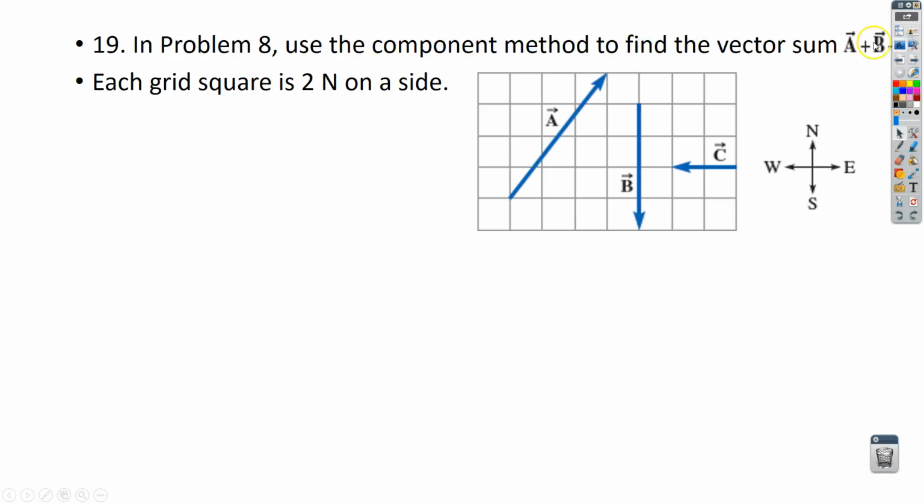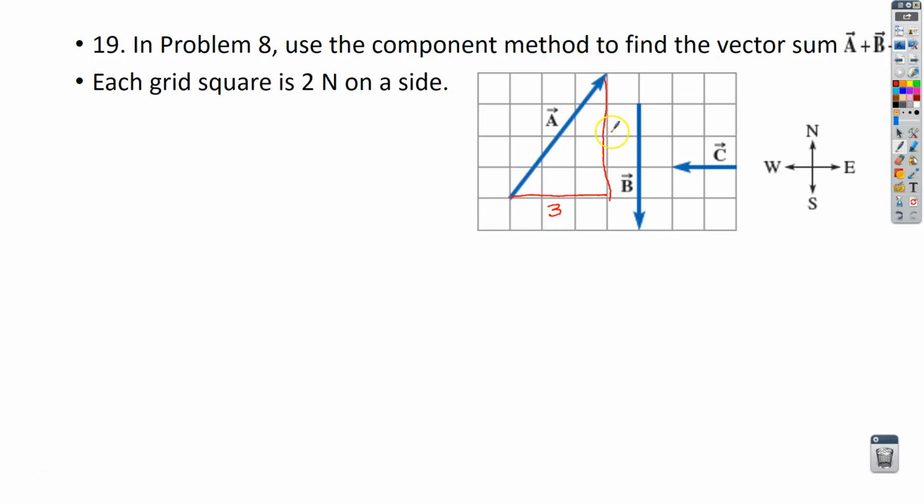For the next one, which is number 19 in problem 8, wants us now to use the component method to find the vector sum of A plus B plus C, and we know that each grid is 2 newtons on a side. So let's go ahead and just break these up into x and y. It's a little simpler with these because we don't have to worry about the angles because we do have boxes to tell us how long these are.